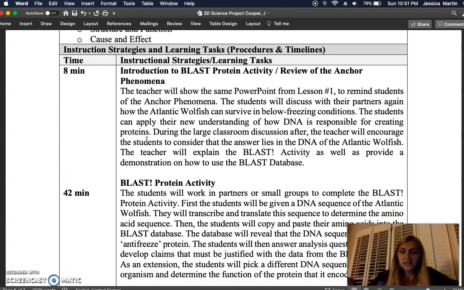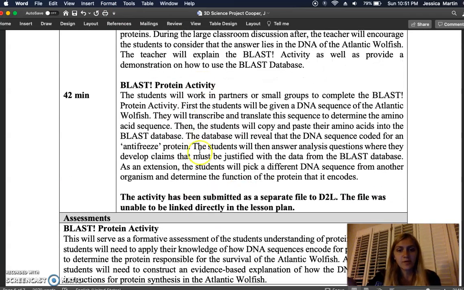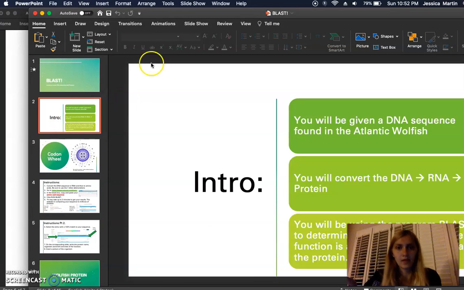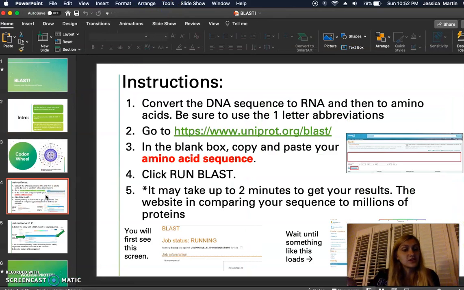So this whole lesson is all about this BLAST activity. So I'm going to first start off in this lesson by introducing the students, reminding them of the phenomena, and then they're going to work in partners or small groups on the actual activity. So I'm going to show us what that looks like right here. All right. So the first bit goes over the instructions on how to use the database. It can be tricky, so that's why I'm going to spend some time working with the students on that.